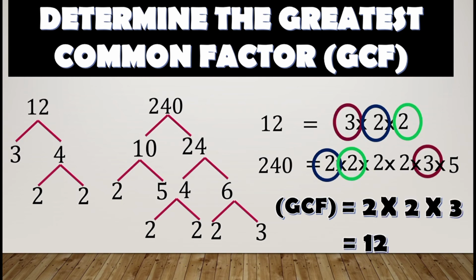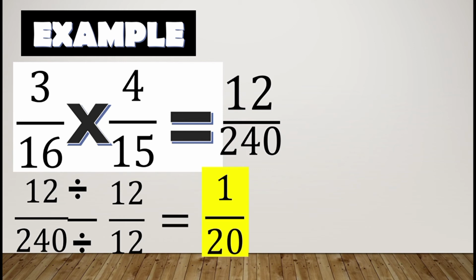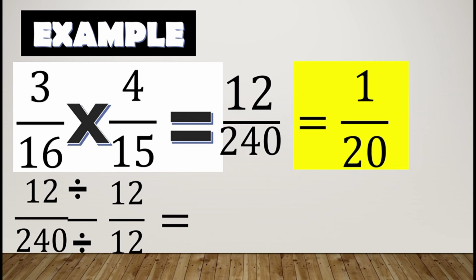Therefore, the greatest common factor between these two terms would be 12. Then, utilize this by dividing both numerator and denominator by 12. Simplifying, 12 divided by 12 is equal to 1, while 240 divided by 12 is 20. So, therefore, 12 over 240 is equal to 1 over 20.